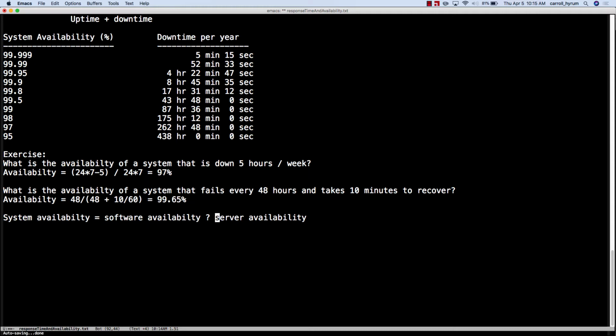Okay, what if it's the other way around? What if your software is only available 50% of the time? It just kept having bugs, it took a long time to fix, but your server availability was 100%. What would the user perceive it as? They'd perceive it as 50% because they can't get to it. Okay, so what if your server was available 50% of the time and your software was available only 50% of the time?